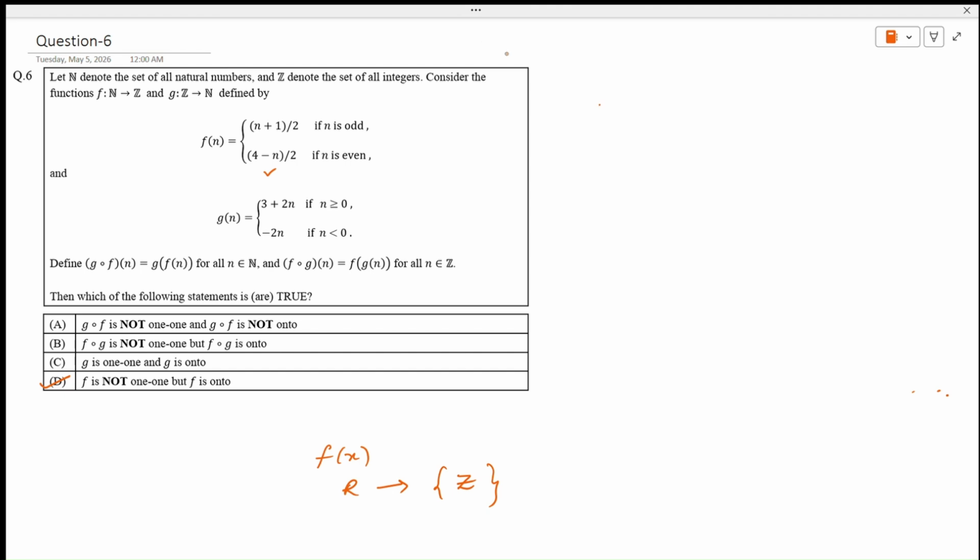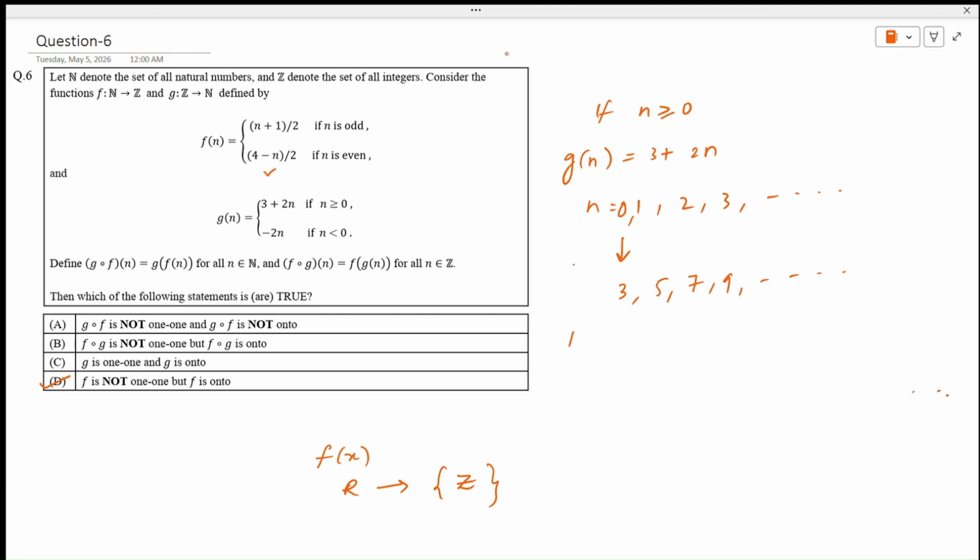So if n is greater than or equal to 0, then g of n is equal to 3 plus 2n. If n is equal to 1, 2, 3, and so on, all possible natural numbers which are greater than 0, we can take 0 here. So if we substitute 0, then g of 0 is 3. If we substitute 1, then we'll get 5, and then 7, and then 9, and so on.